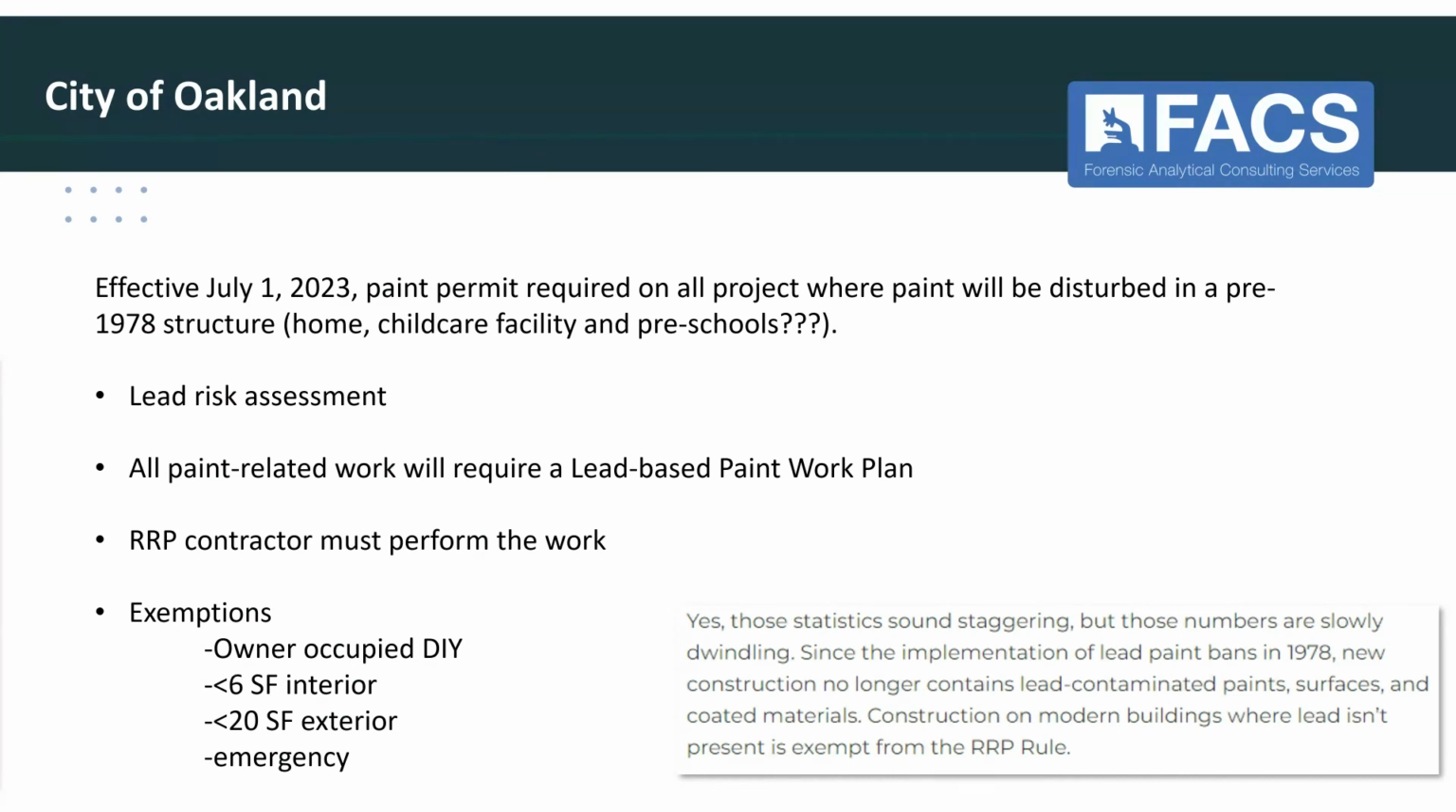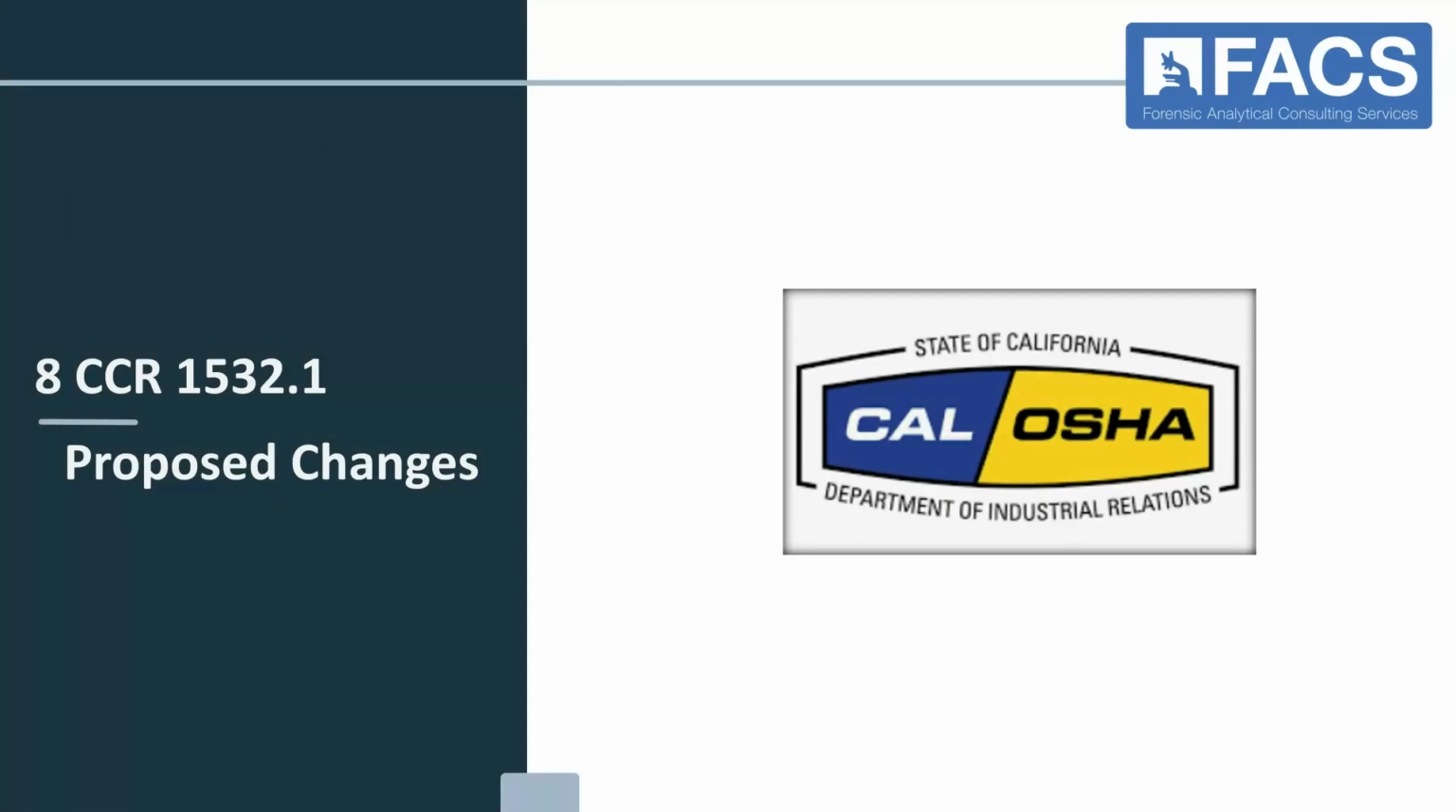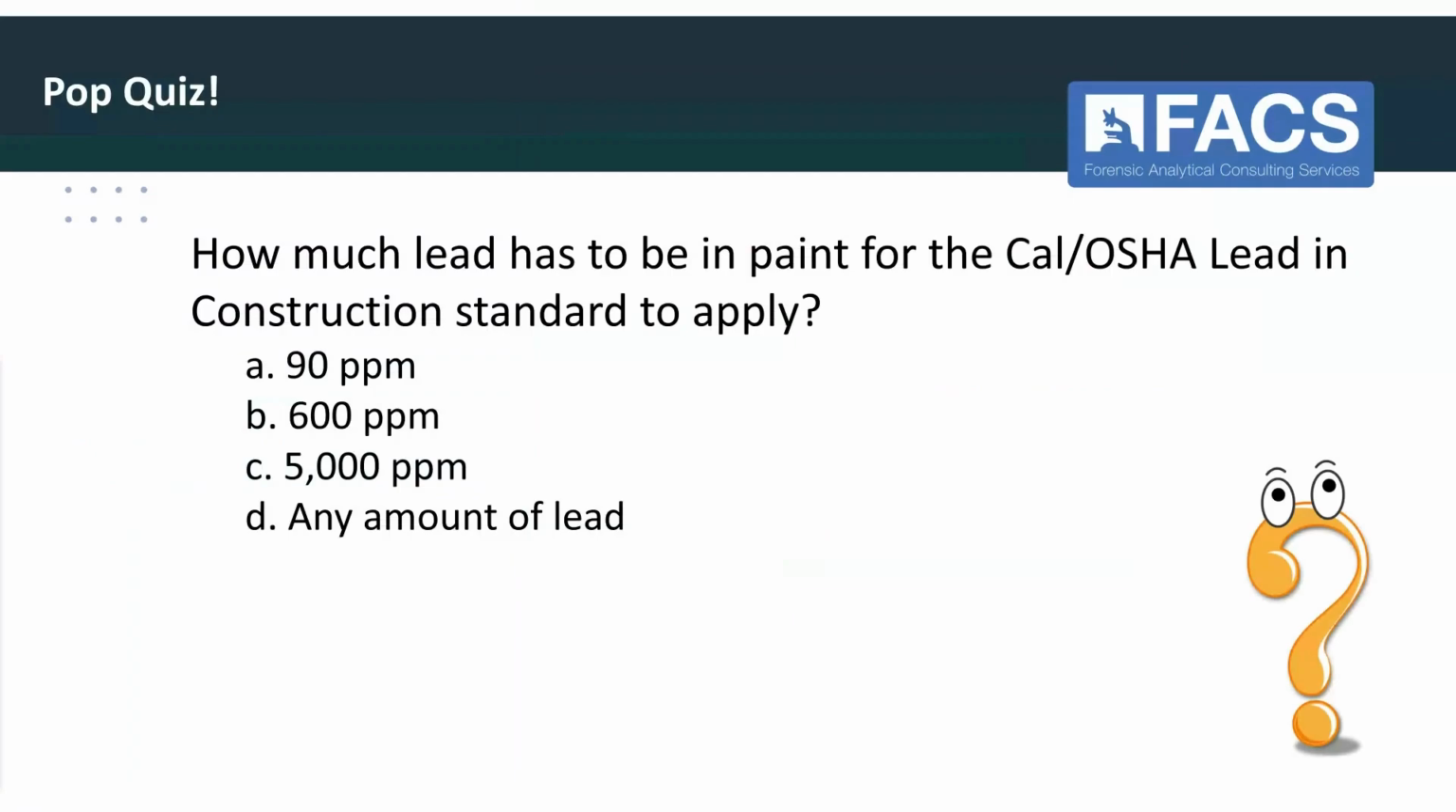How much lead has to be in paint for the Cal OSHA lead and construction standard to apply? 90 parts per million, 600 parts per million, 5,000 parts per million, or any amount of lead? Okay, so 67% of people were correct. The Cal OSHA construction standard applies to any amount of lead, both the existing standard and the new standard that's coming out next year. And this is from the very first section of the standard.